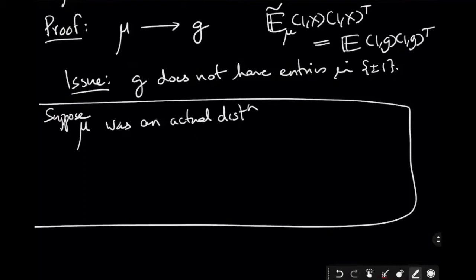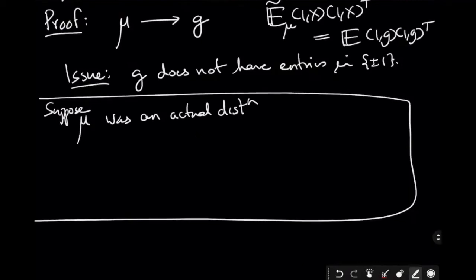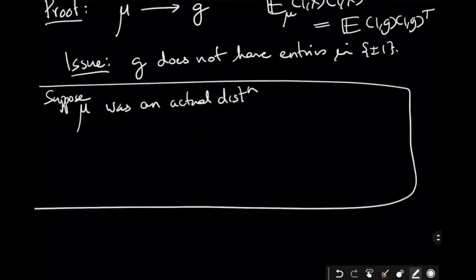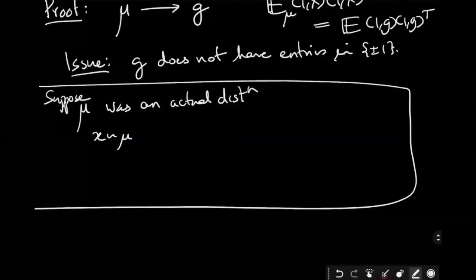So suppose mu was an actual distribution, then here is what you could do, right? You could design a new distribution which does the following: sample x from mu, and then output x or minus x uniformly.